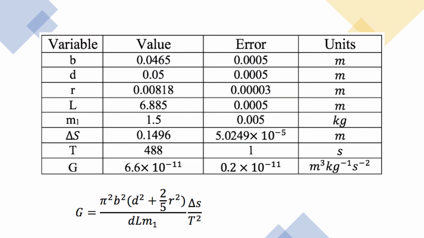This table summarizes all of the values found in this experiment, including the gravitational constant, G. The value of G was found using the equation below. The error in G was also found. It was determined that the largest contributor of error was b, which is the distance between the center of masses for the large and small ball.